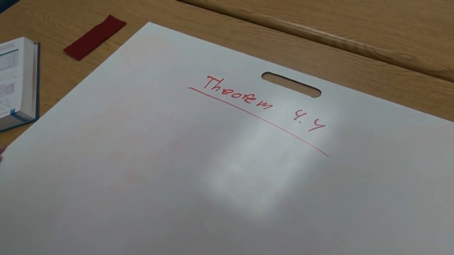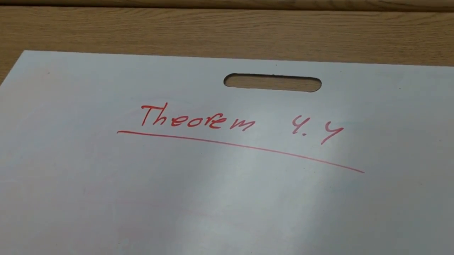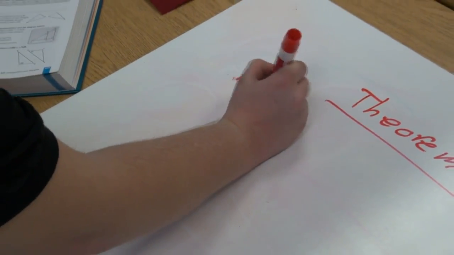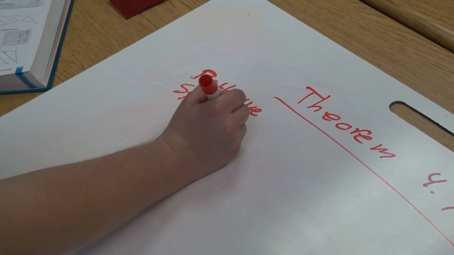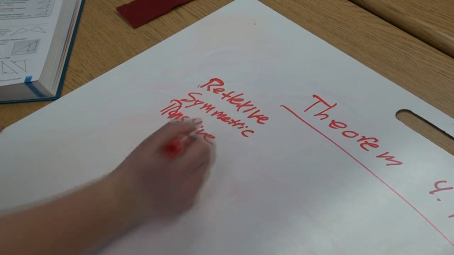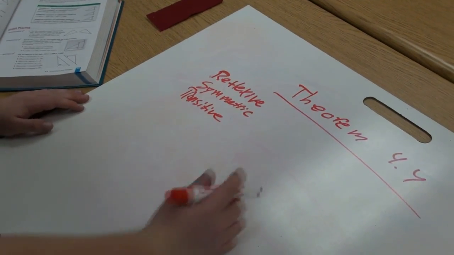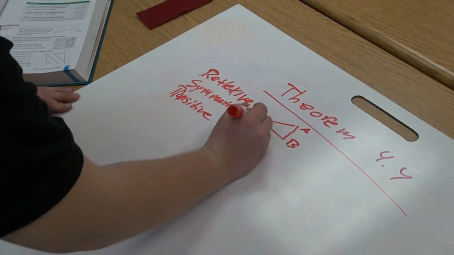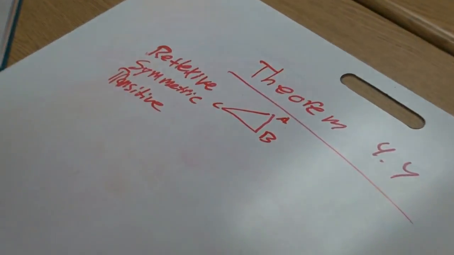Now I'm going to explain Theorem 4.4. Theorem 4.4 is the properties of congruent triangles. The properties of algebra in general are the reflexive, symmetric, and transitive. Now, in Theorem 4.4, the reflexive property shows that if we have triangle, let's say ABC, triangle ABC will always be congruent to itself.